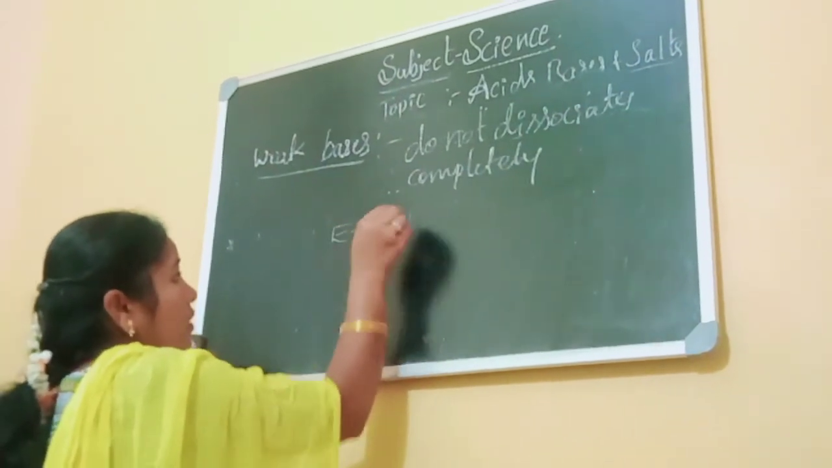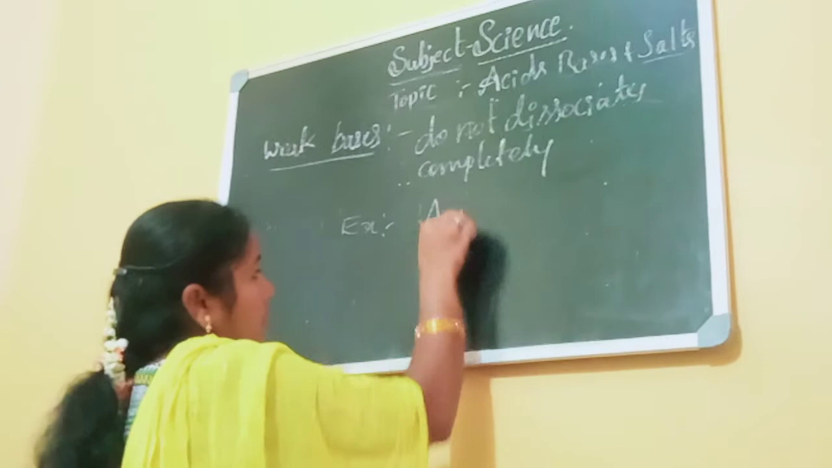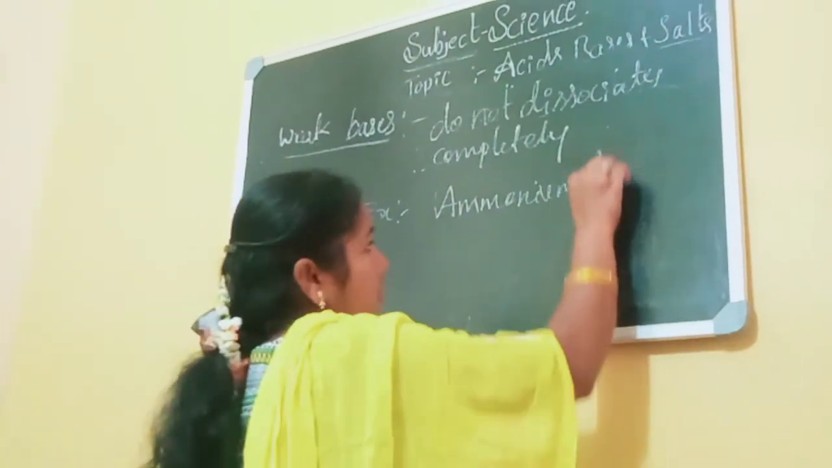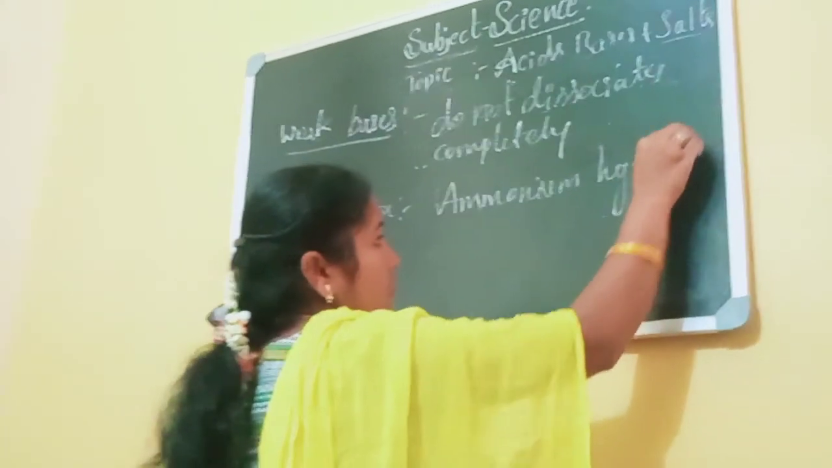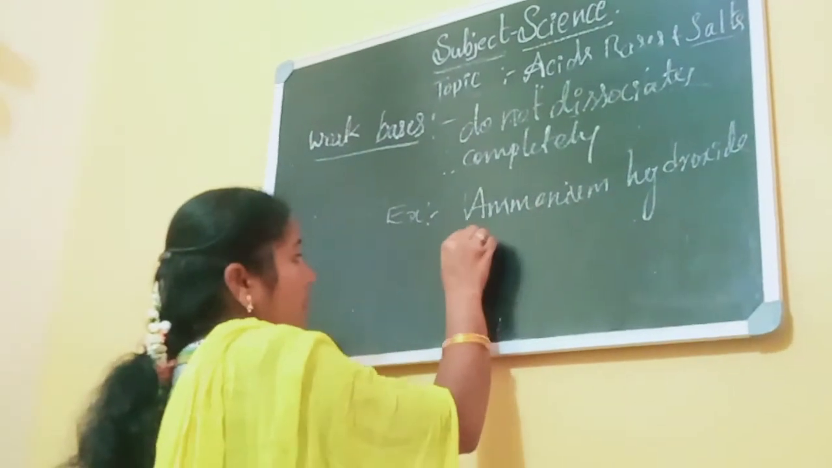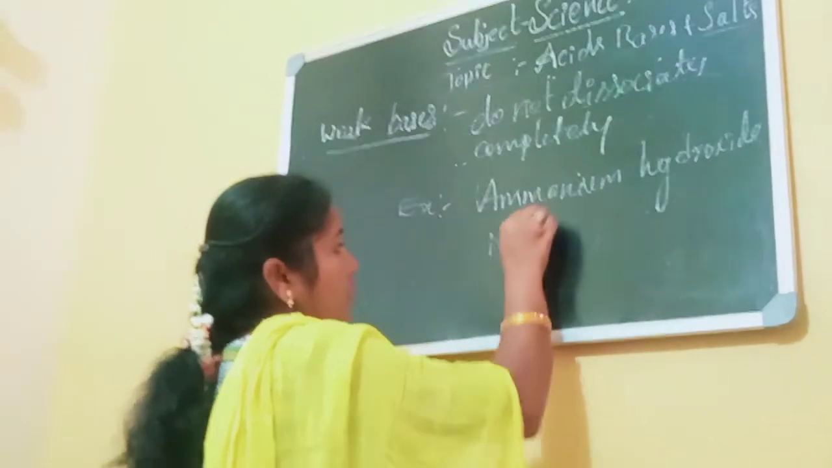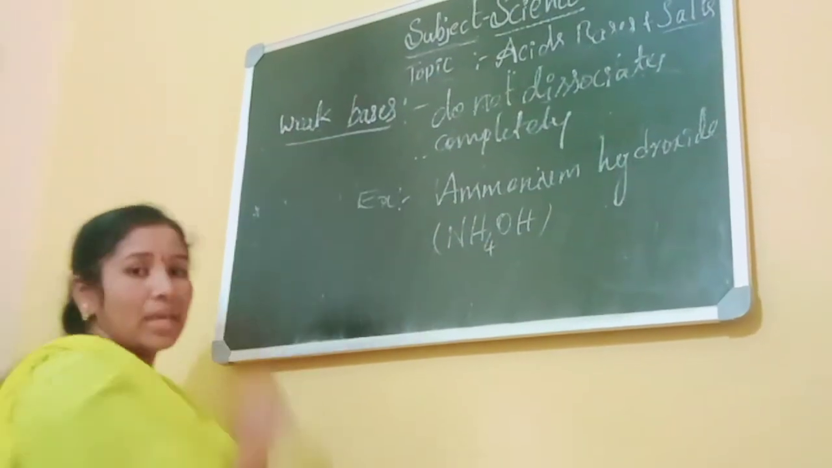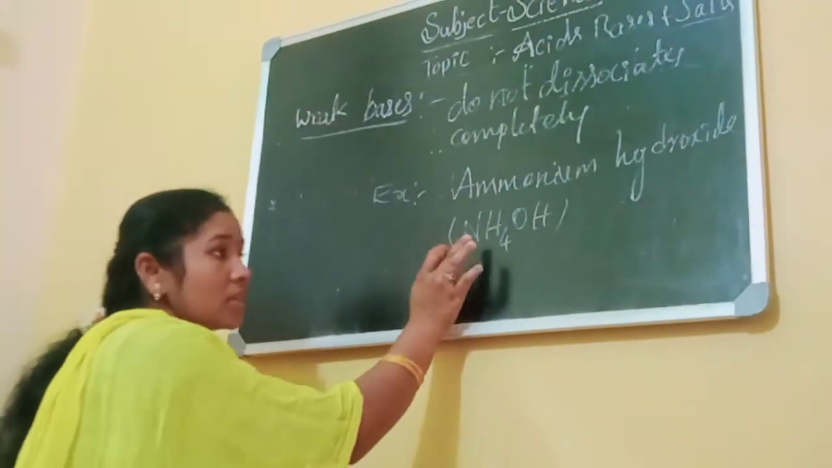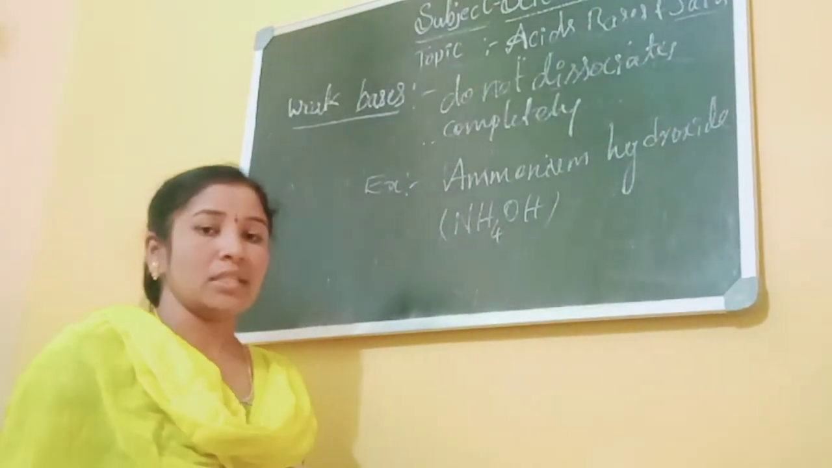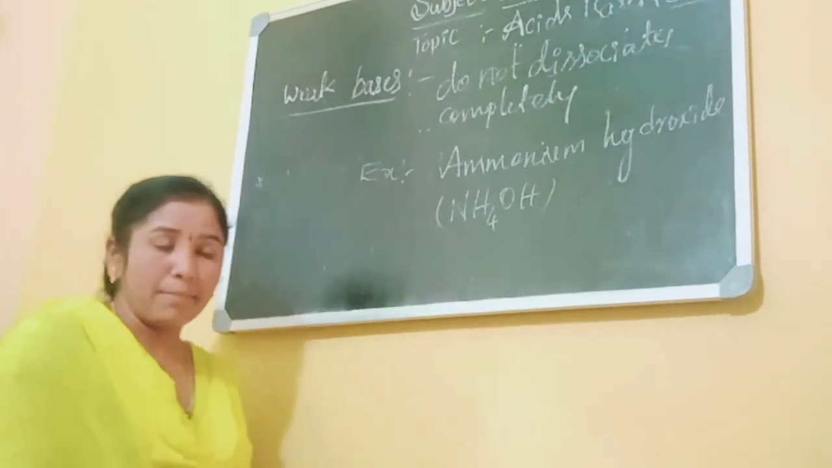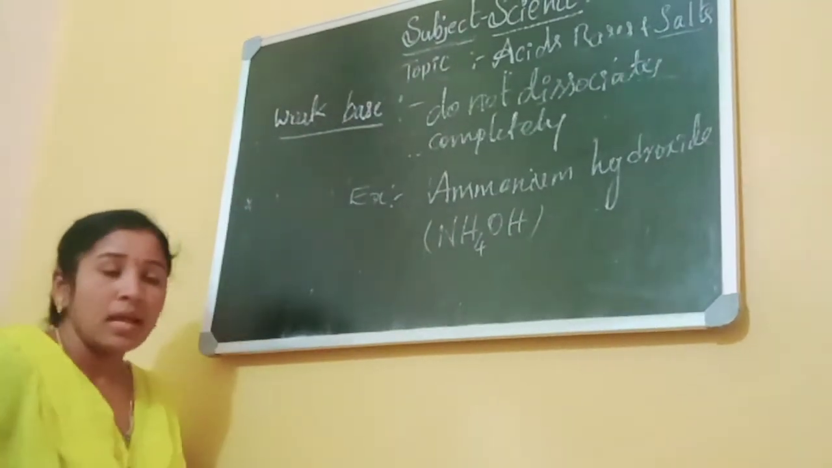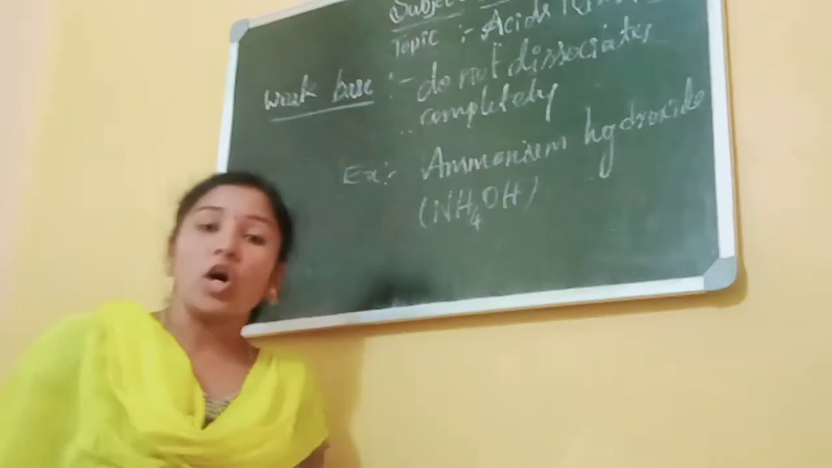Example: ammonium hydroxide. The molecular formula is NH4OH. This is a weak base. This one does not dissociate completely, it does not dissolve completely. This is an example of a weak base. Let's see now what is meant by alkali.